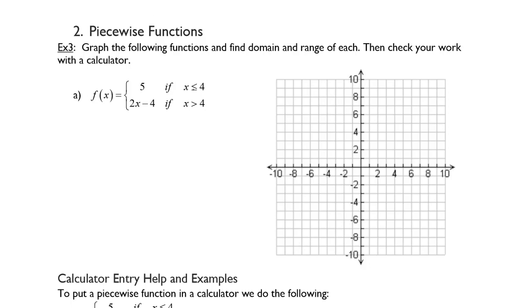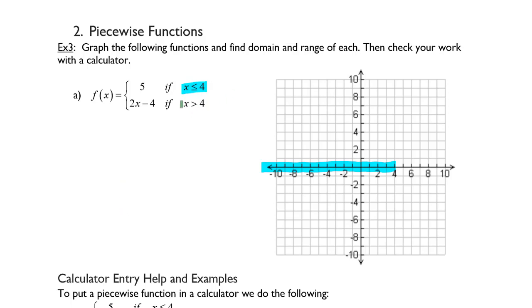So what I want to do is define the domain values that exist for an output of 5. It says that x is less than or equal to 4, so that would be anything to the left or including 4. So I'm going to highlight all of that part of the number line in blue. Your output is 5. That means y is 5 if x is less than or equal to 4.